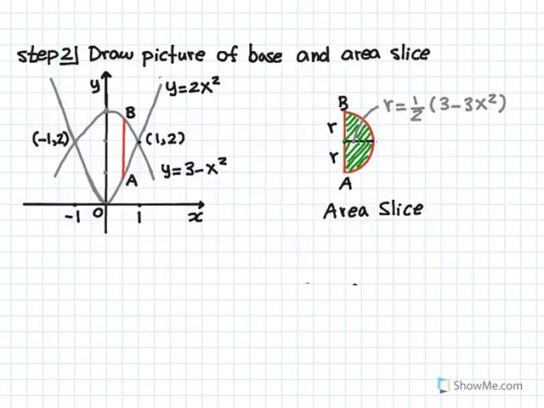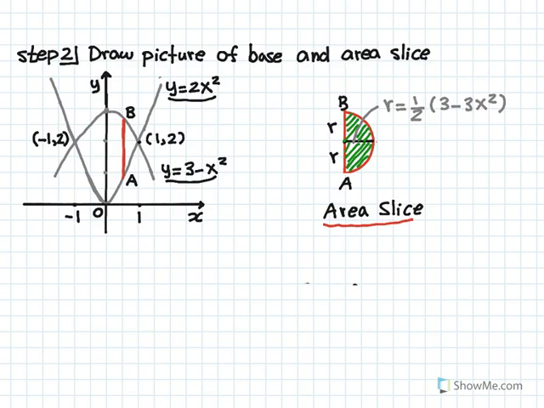All right, the next step is to draw a picture of the base and the area slice, the cross-sectional slice. So you can see that we have the parabola going up, that's y equals 2x squared. And we have the parabola coming down, y equals 3 minus x squared. And we also have AB, this line segment, which is basically the diameter of the semicircle. The semicircle is coming out of the screen. We've drawn a two-dimensional version here. This is the area slice.